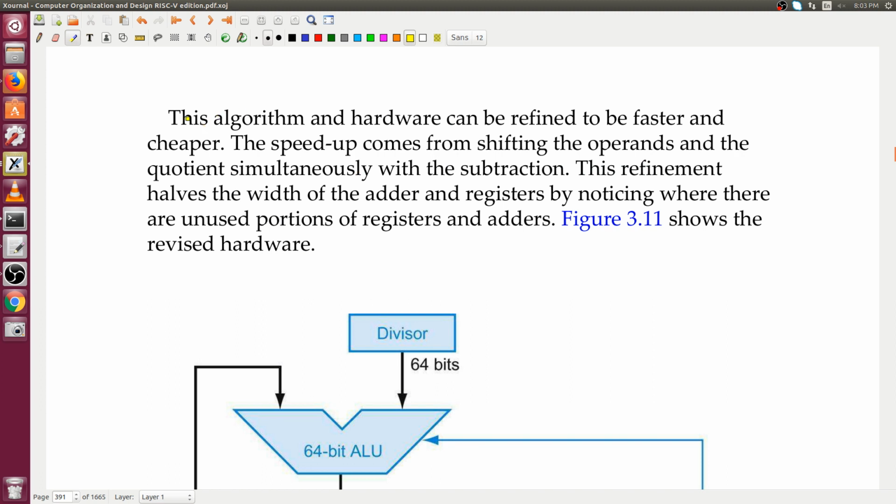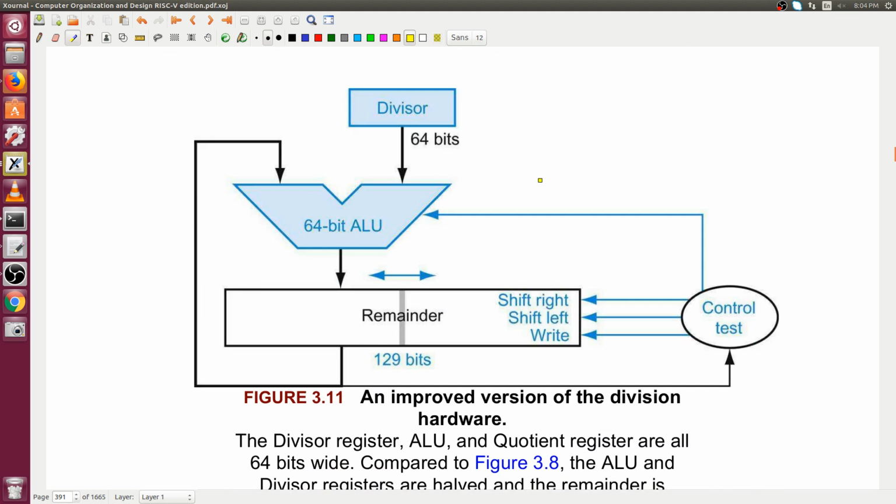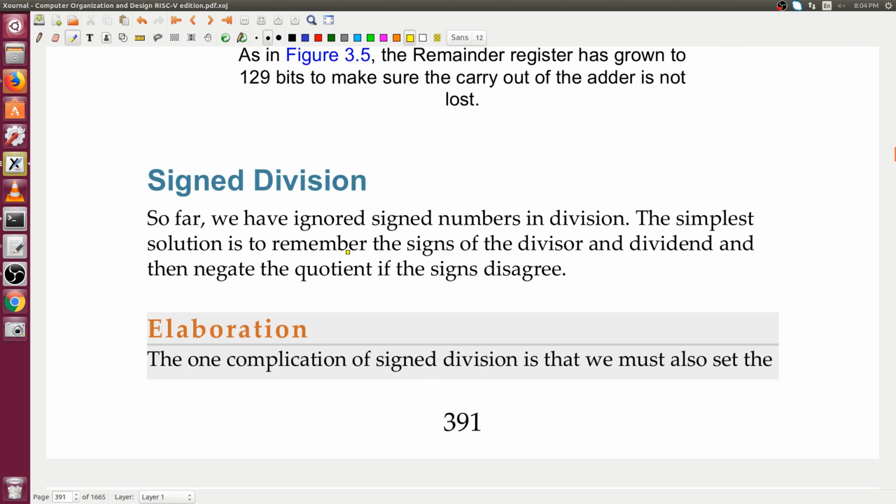So this algorithm and hardware can be refined to be faster and cheaper. The speed up comes from shifting the operands and the quotient simultaneously with the subtraction. This refinement halves the width of the adder and registers by noticing where there are unused portions of registers and adders. This shows the revised hardware. So basically they seem to split this, and then they have additional control tests that say we can predict when we need to shift left or right, and we also have the control of when we're actually writing. Fairly simple.